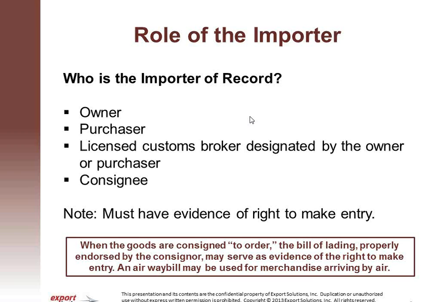Another entity is the consignee. It can also act as the importer of record. The key in determining who is the importer of record is that there has to be evidence of the right to make entry. Generally that's done through the airway bill or the bill of lading. The shipped-to entity or the sold-to entity listed on the airway bill, the bill of lading, or even the commercial invoice is the evidence that you have of the right to make entry.